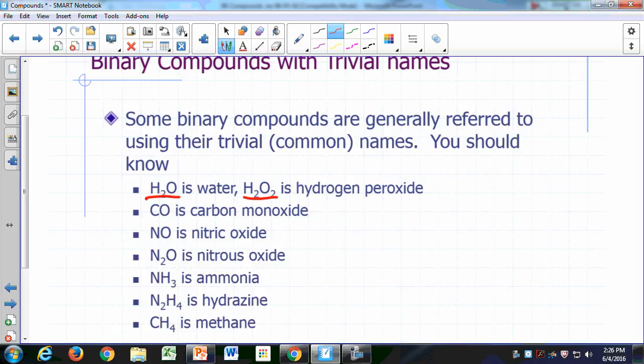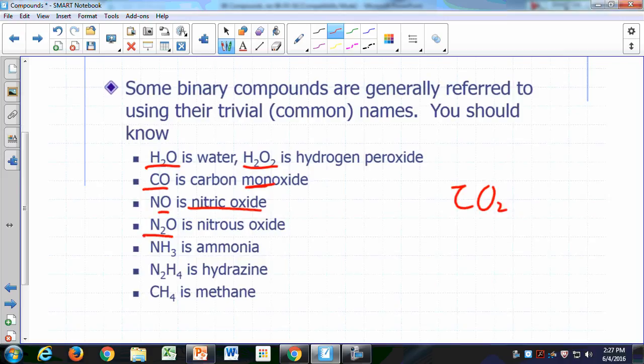Okay, CO, remember we say we don't use the mono prefix. The prefixes don't include the one. So carbon monoxide, it's just given that mono prefix because carbon dioxide is so common. Okay, so to make a distinction, you say carbon monoxide. NO is nitrogen oxide. It's more popularly referred to as nitric oxide.